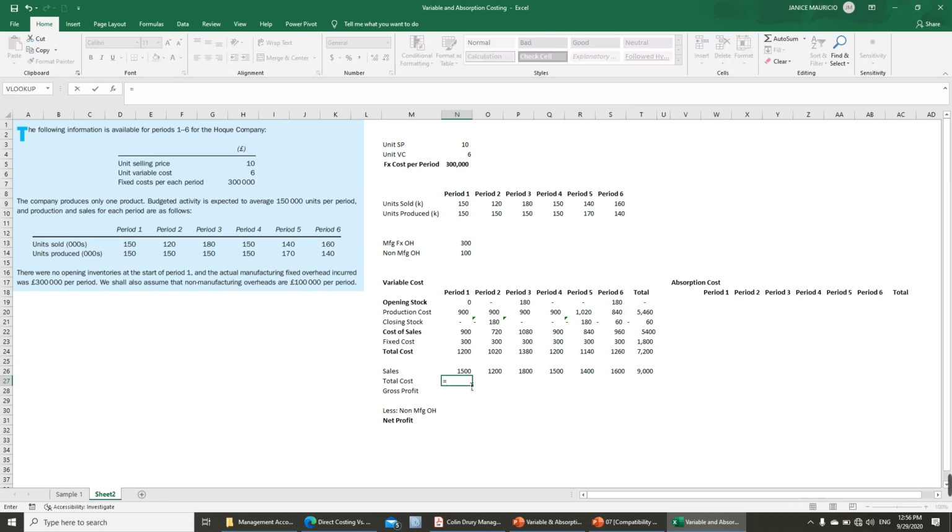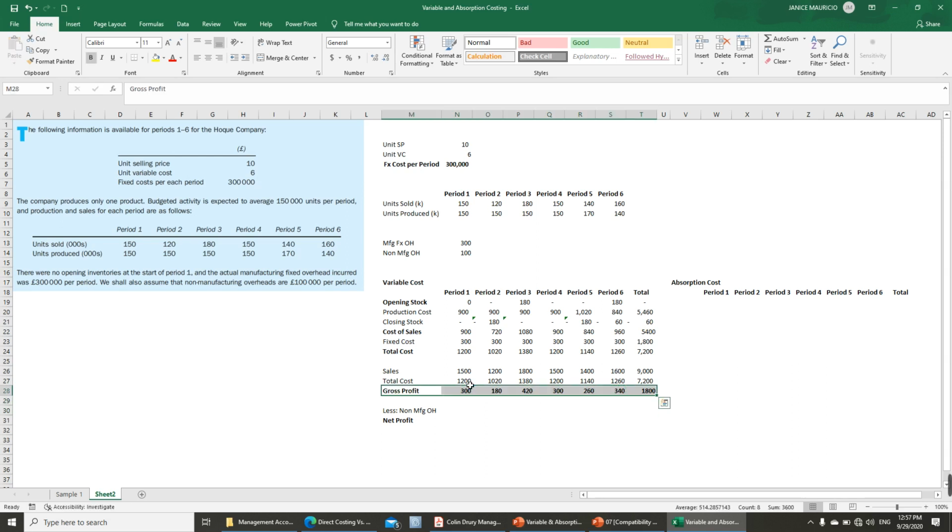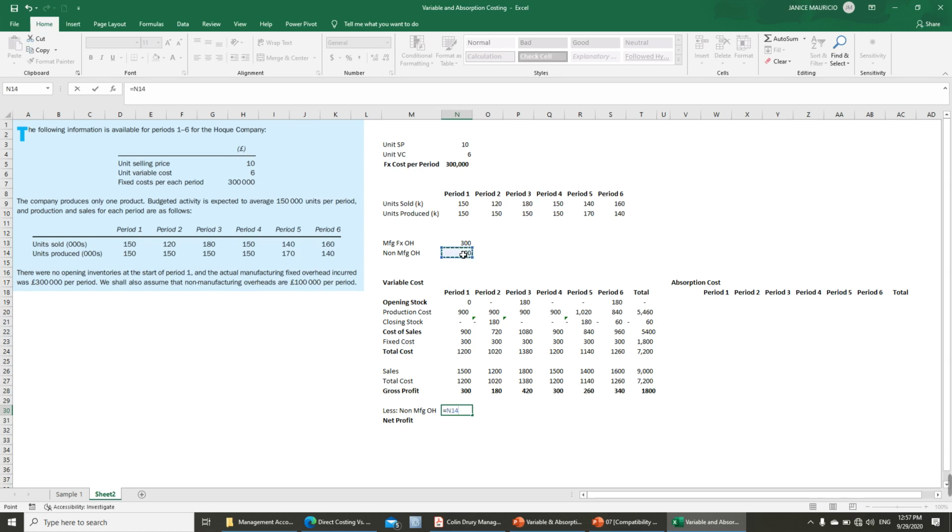So you need not retype the formula every time you compute. Then, total cost is equal to that, the row here, row 24. So, how much is our gross profit? Gross profit is sales minus total cost. Now, the problem also says that there is a non-manufacturing overhead which amounts to 100,000 per period.